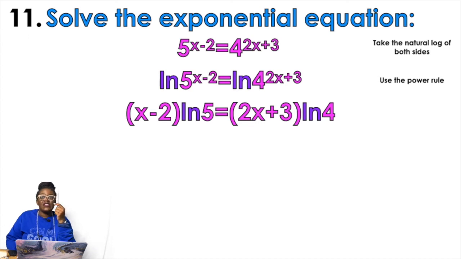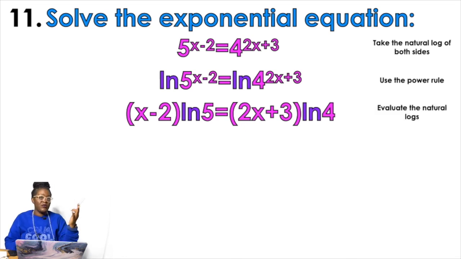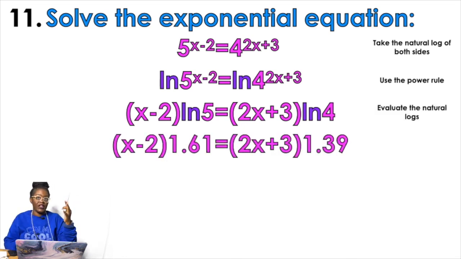The book that I was looking at had the ln 5 stay as a constant, and I would distribute ln 5: ln 5 times x, ln 5 times negative 2, and then ln 4 times 2x and ln 4 times the rest. I decided to do the approximations instead. Okay.